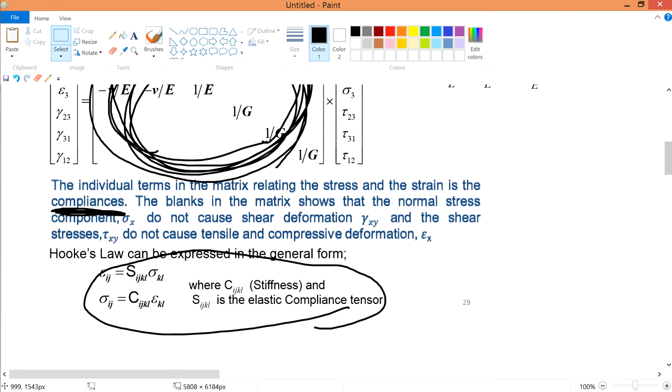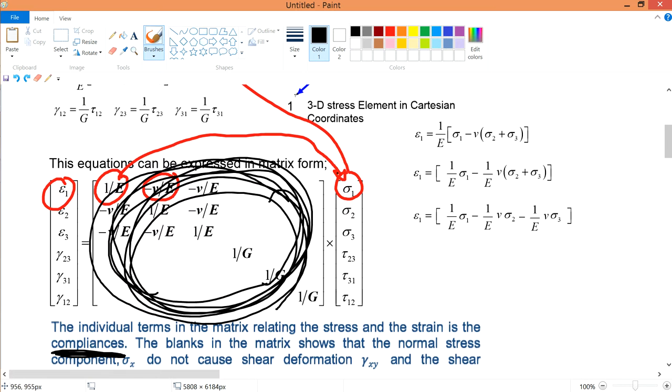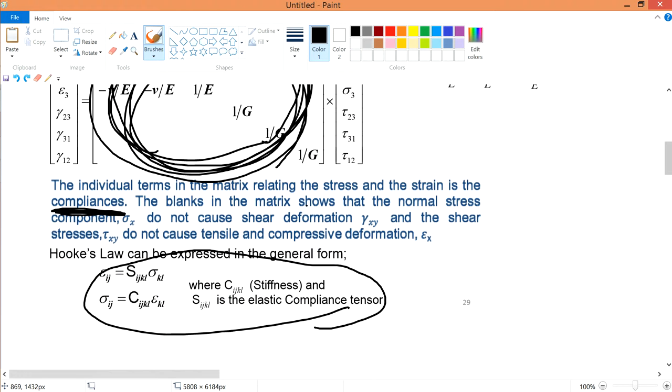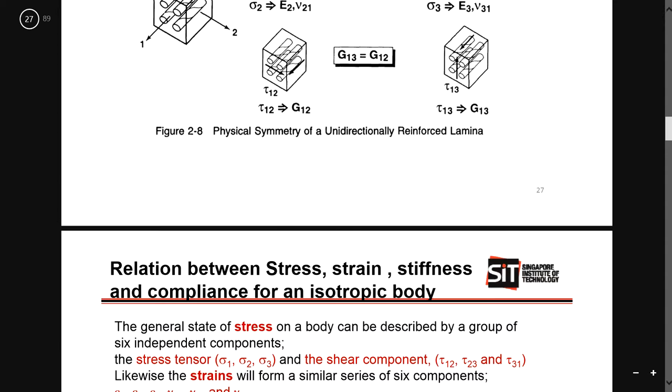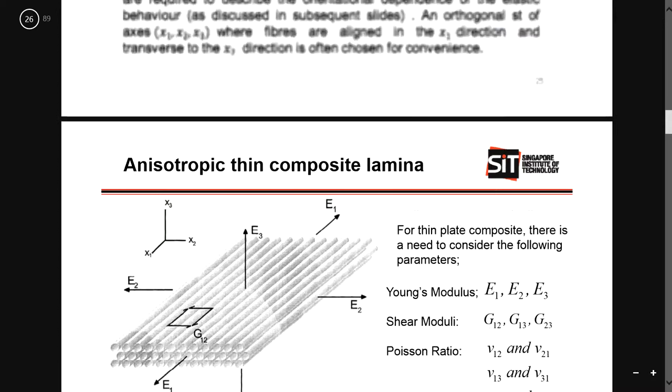But the most important one I want to highlight is that the compliance is denoted by S, and this sigma is just all of this, while the normal stiffness matrix is C. So be careful of this. Then the next thing you need to know is how to find your Poisson ratio, your Young's modulus and your shear modulus. And this heads back to the definitions that we have just discussed.